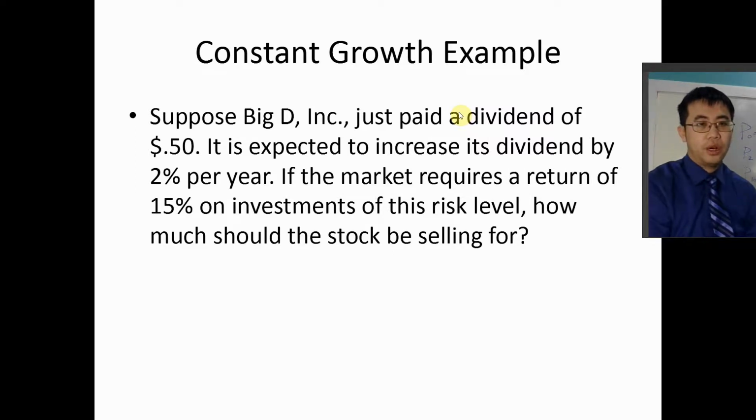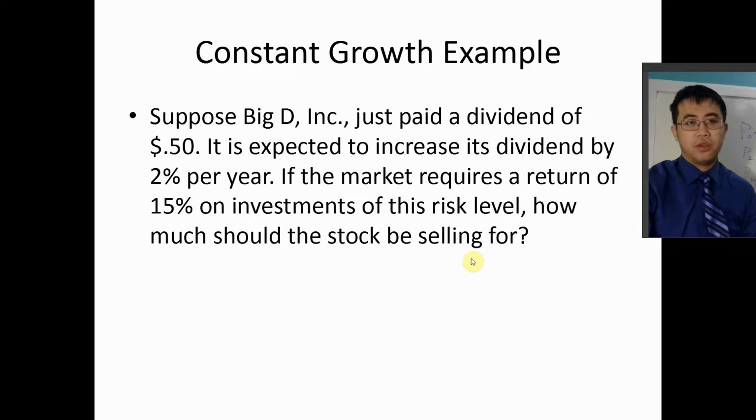Okay, and here is one example for the constant growth model. The company just paid a dividend of 50 cents and is expected to increase its dividend by 2% per year. The market required return is 15%, so you should use that as the discount rate. How much should the stock be selling for? This is one question in your Excel project 3. Make sure you go over that.